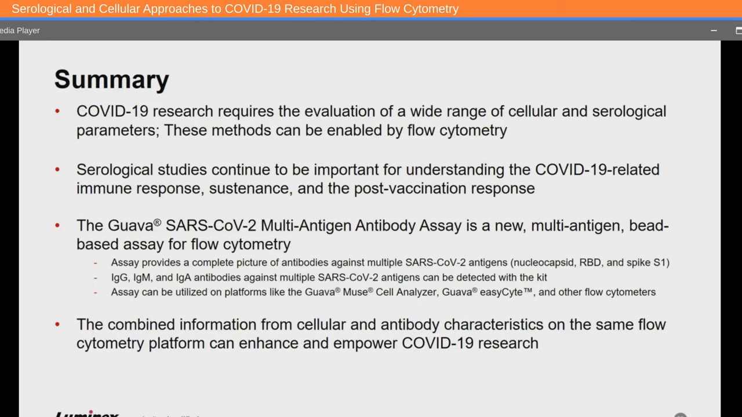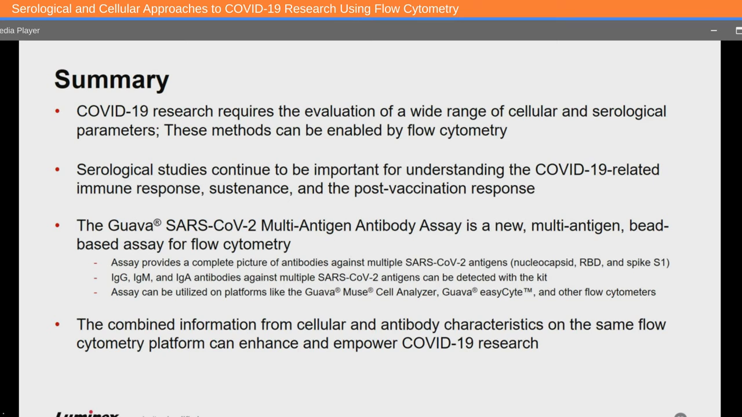To summarize my presentation today, we discussed that COVID-19 research requires the evaluation of a wide range of cellular and serological parameters, and these methods can be enabled by flow cytometry. We also discussed that serological studies continue to be important for understanding COVID-19 related immune response, its sustenance, and the post-vaccination response. We showed you information on the Guava SARS-CoV-2 multi-antigen antibody assay and described that it's a new multi-antigen bead-based assay for flow cytometry that can provide a complete picture of antibodies against multiple SARS-CoV-2 antigens.